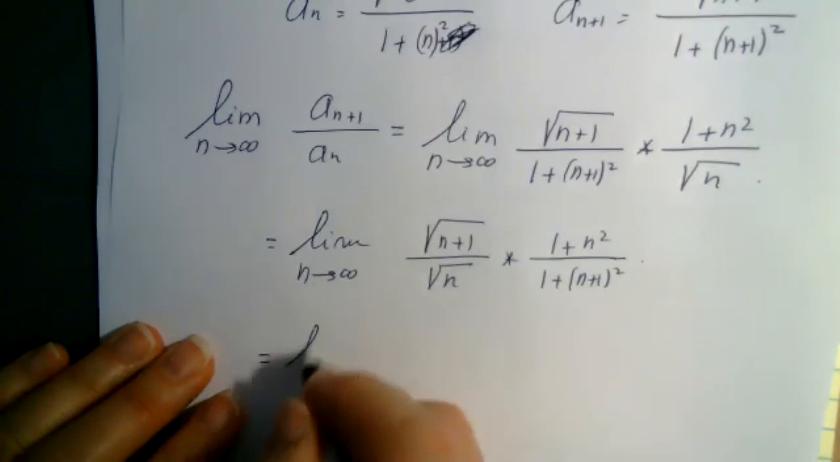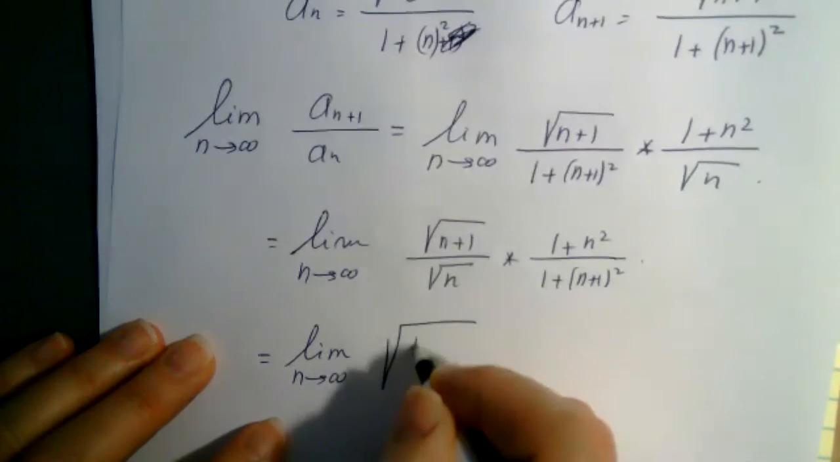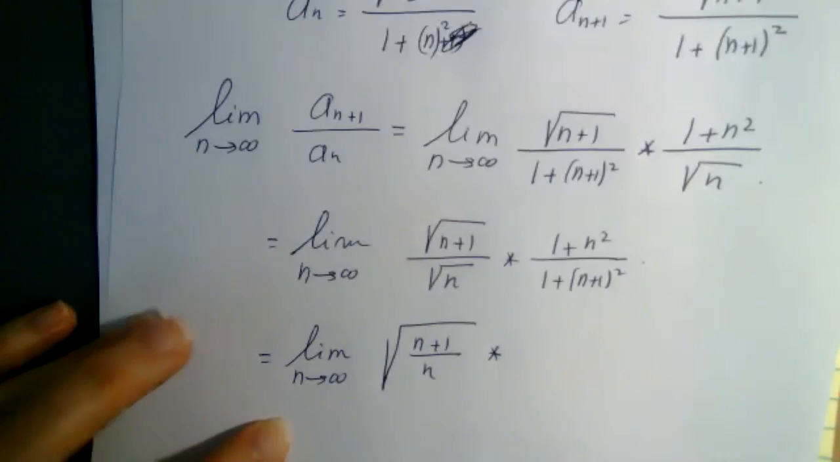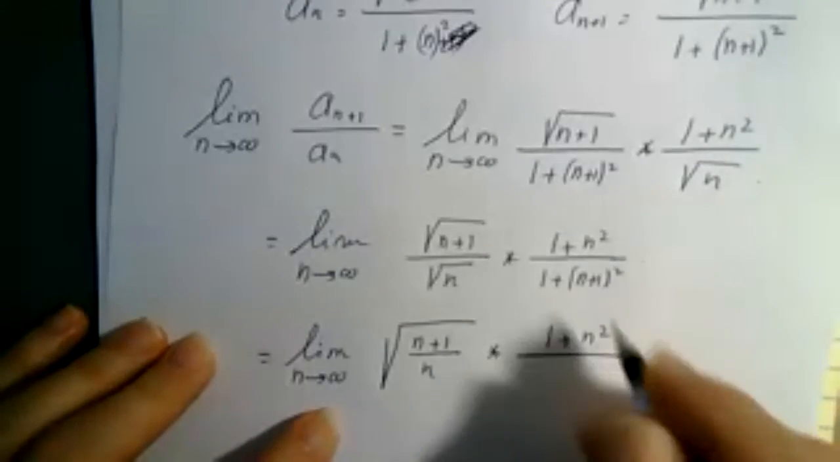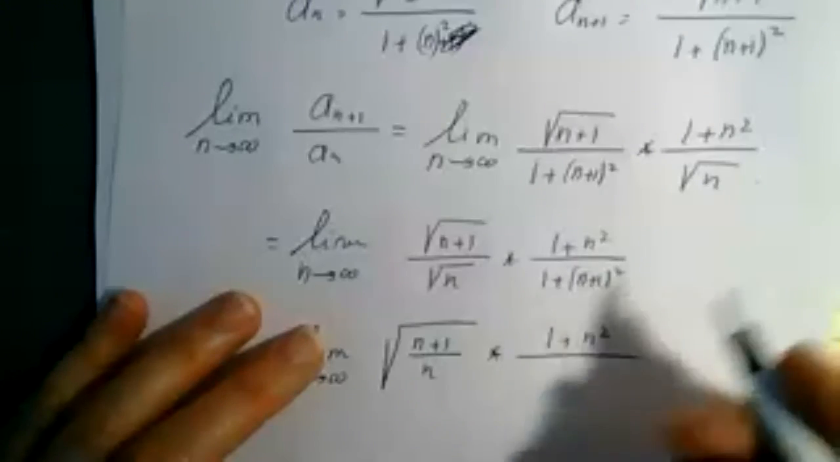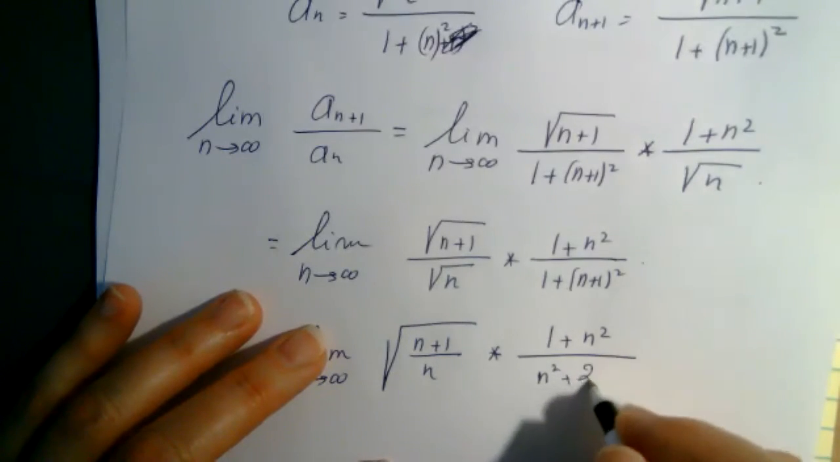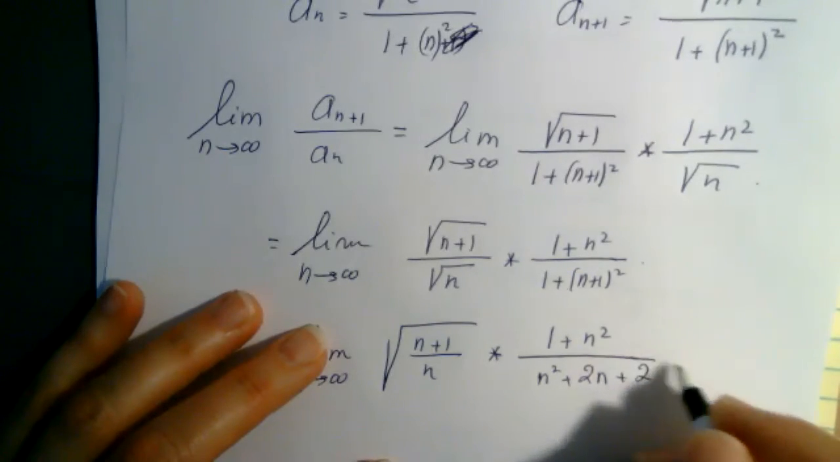So let us compute this limit. This is going to be equal to the limit as n tends to infinity. I can write the whole thing under the same square root, so I can find the limit quickly. I can distribute the n plus 1 squared, so I know what's happening. I will get n squared plus 2n plus 1. Add the 1, I will get plus 2.